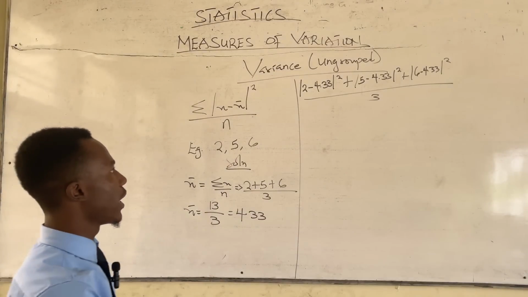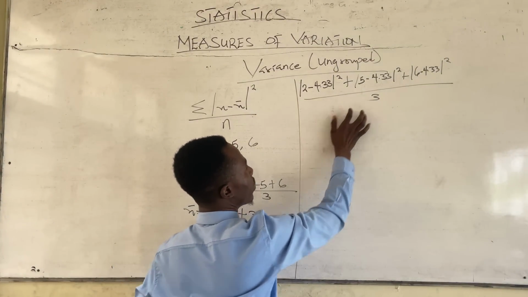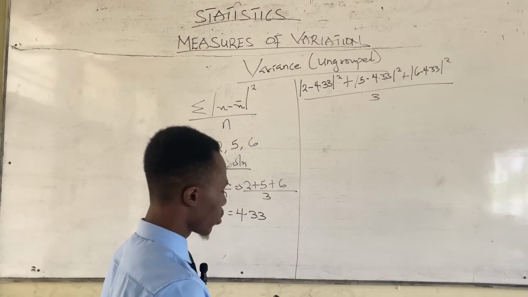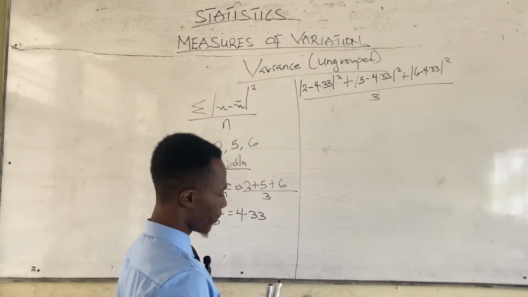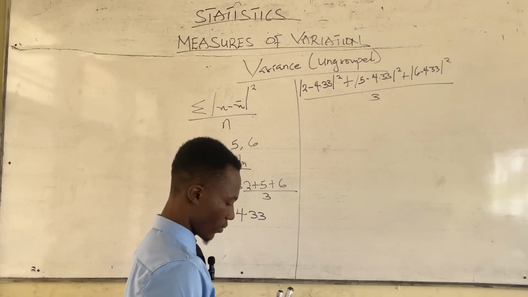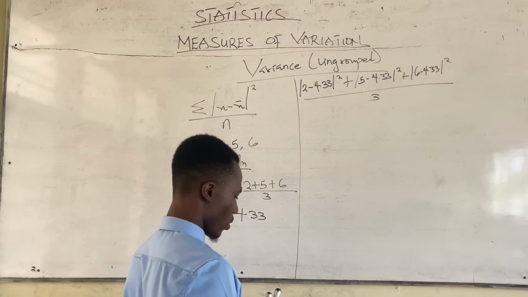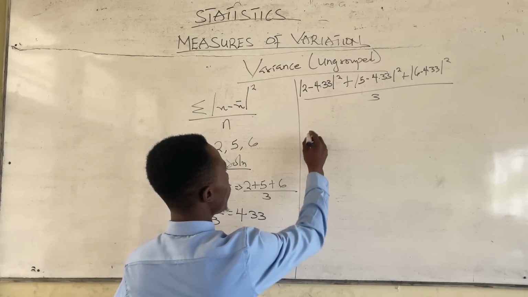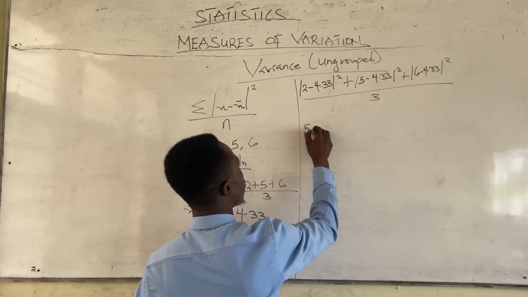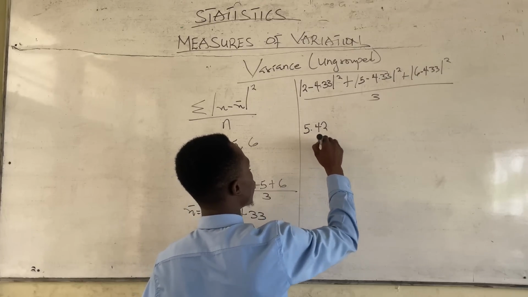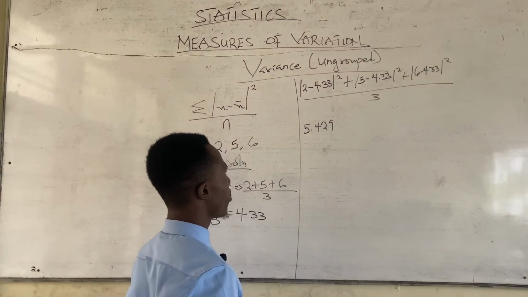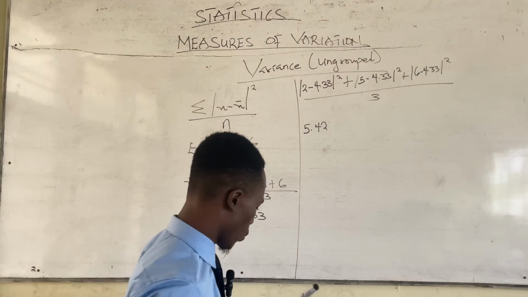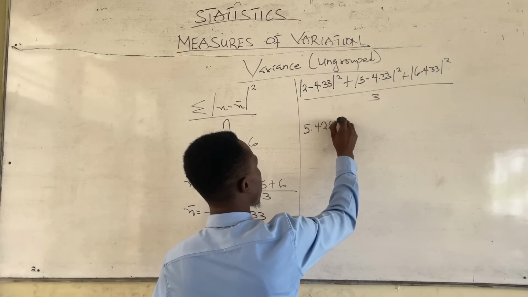So we are almost there. Here, you solve for this and write your answer, you solve for this and write your answer, you solve for this and write your answer, and you divide it by 3. So let's do that simple calculation. We have 2 minus 4.33 squared, right? So for this, we have 5.429. Okay, they gave us 4 decimal places, so let's use that one instead.